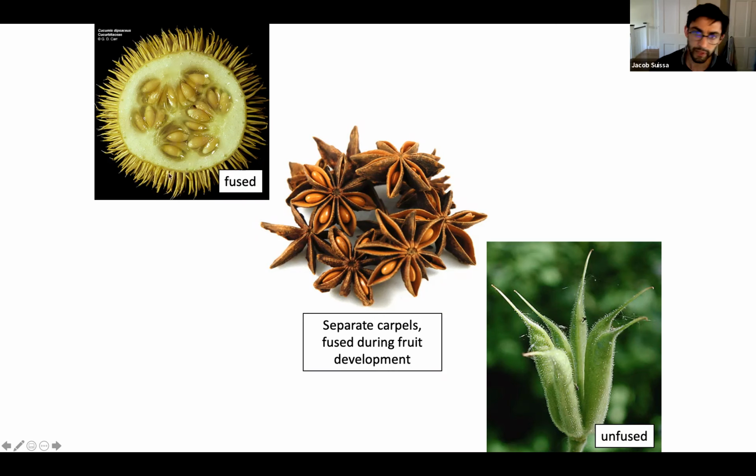there's one carpel. You can have semi-fusion of your carpels, which you see here in the star fruits, or this, I think this is anise or something, where they're fused sort of at the base, but then they're free as you move up. Or you can have completely unfused carpels, which you see here, right? And you can have everything in between.